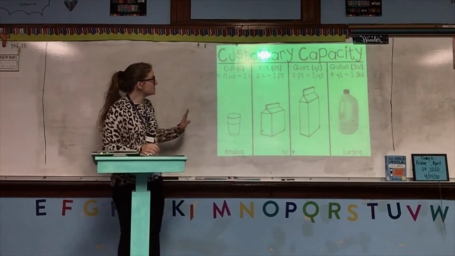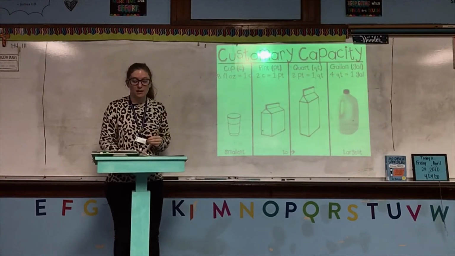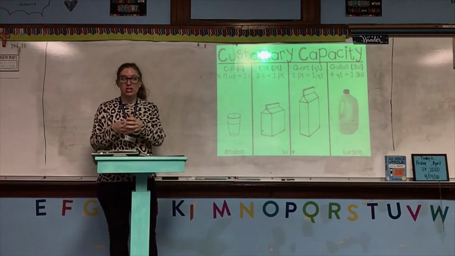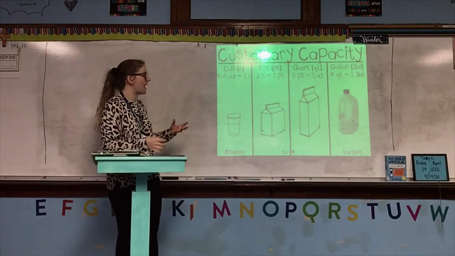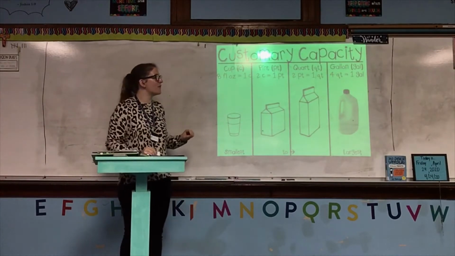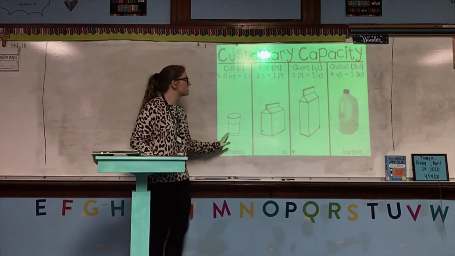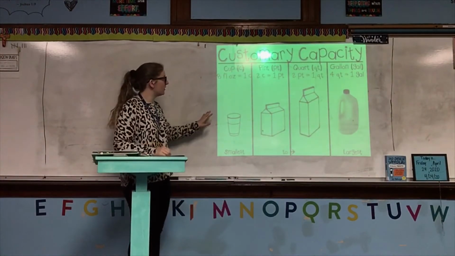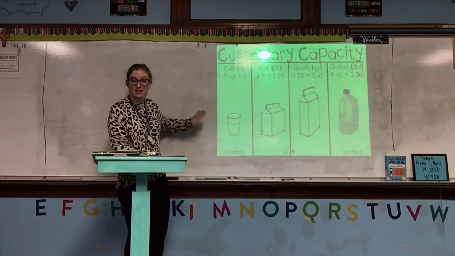Okay, so today we're talking about customary capacity. Capacity, we will learn in this lesson, is how much a container can hold. What can it hold? That is its capacity. So if we look here, we have the customary units of capacity from the smallest to the largest. We will also be adding one that they don't have on here because we're going to be adding fluid ounces, which are over here. They are the smallest.